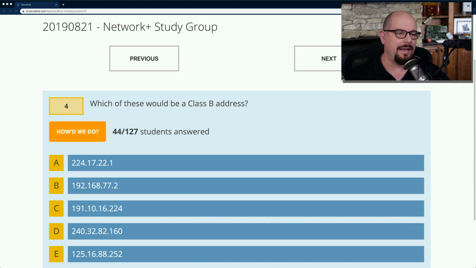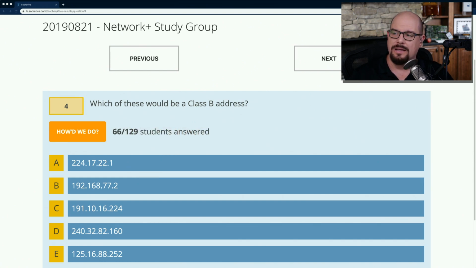So which of these would be a Class B address? Is it 224.17.22.1? Is it 192.168.77.2? Is it 191.10.16.224? Is it 240.32.82.160? Or is it 125.16.88.252? Which of those would be a Class B address?